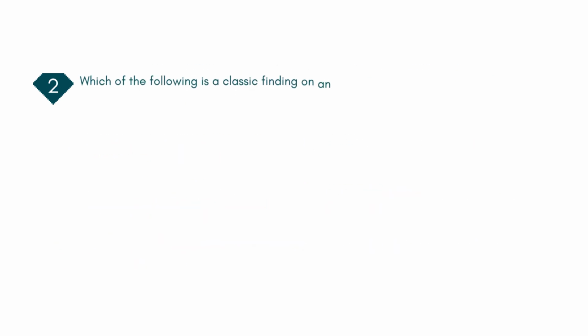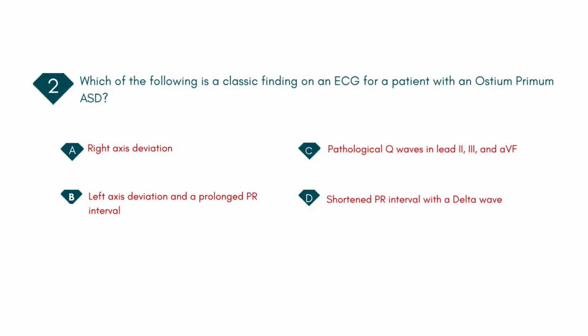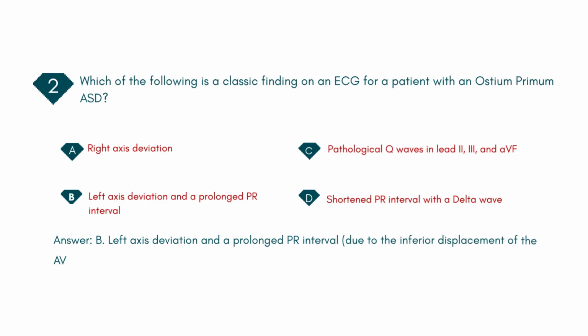Which of the following is a classic finding on an ECG for a patient with an ostium primum ASD? A. Right axis deviation. B. Left axis deviation and a prolonged PR interval. C. Pathological Q waves in leads 2, 3, and aVF. D. Shortened PR interval with a delta wave. Answer: B. Left axis deviation and a prolonged PR interval, due to the inferior displacement of the AV node.